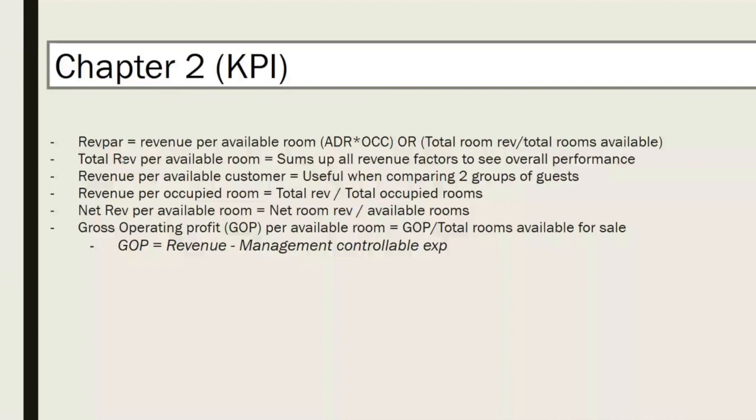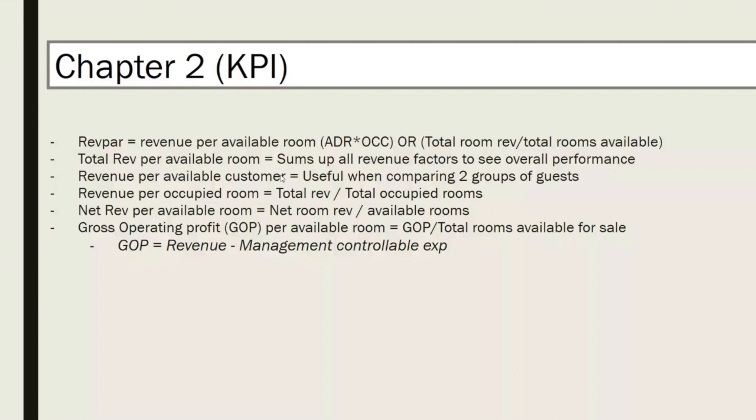Now we have TRevPAR, or total revenue per available room. It looks at all the revenue factors generated by a hotel and provides insight on the overall performance. So instead of taking just room revenue, you take the total revenue of the hotel and you divide by the total rooms available for sale.